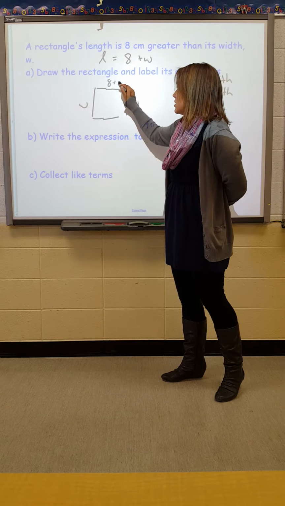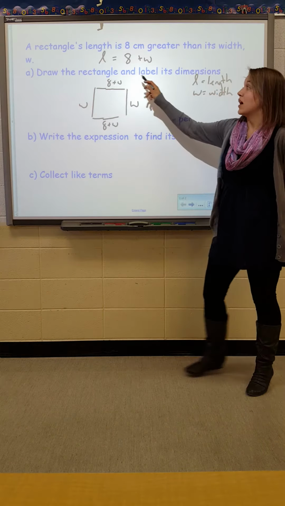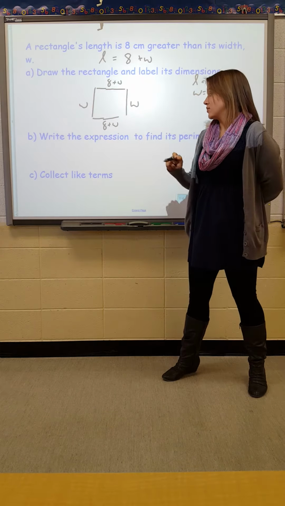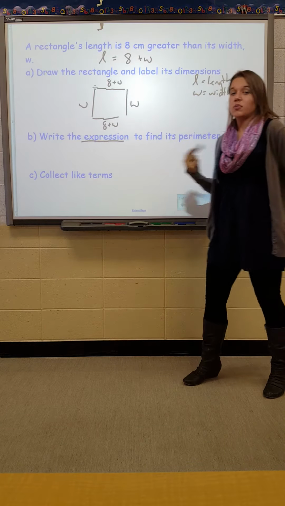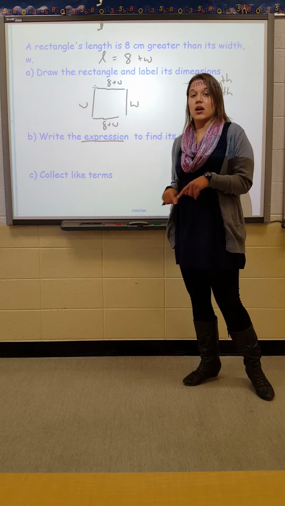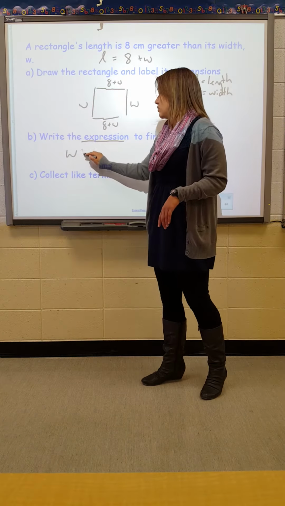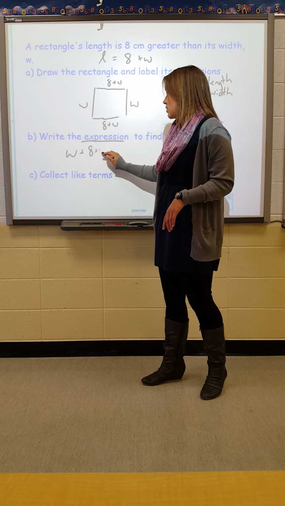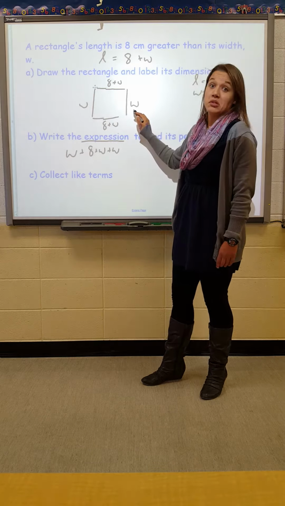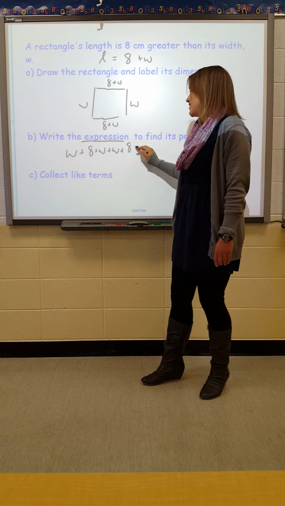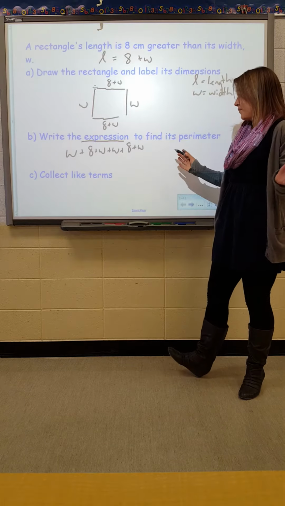So I have 8 plus W, 8 plus W. Okay? So that has my rectangle with its dimensions. Next, I'm writing the expression to find its perimeter. So the perimeter is when I add all the sides of any object together. So in this situation, we would go W plus 8 plus W, this side plus this side, plus 8, plus W, plus 8 plus W. So that's my expression. That's it.